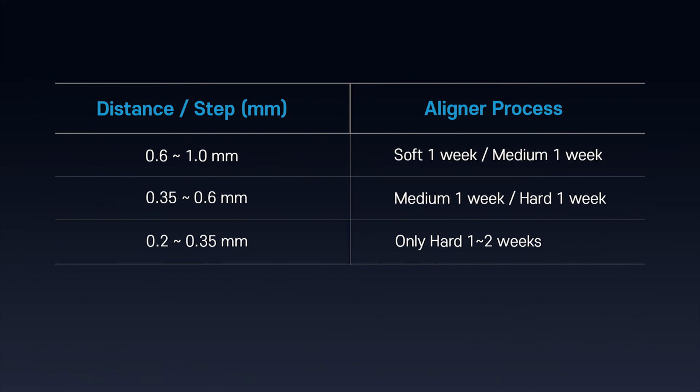Based on the maximum moving distance of 0.6 to 1.0 millimeters, a total of 2 weeks, 1 week of soft plus 1 week of medium. For 0.35 to 0.6 millimeters, a total of 2 weeks, 1 week of medium plus 1 week of hard. For 0.2 to 0.35 millimeters, recommend a total of 1 to 2 weeks with hard only.